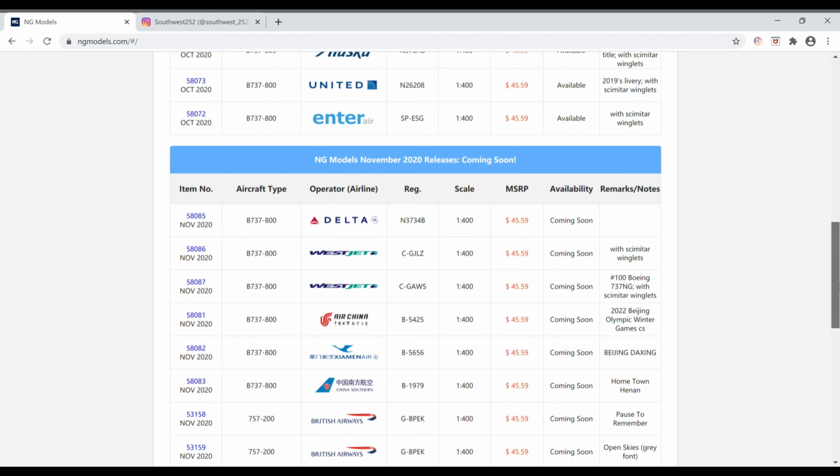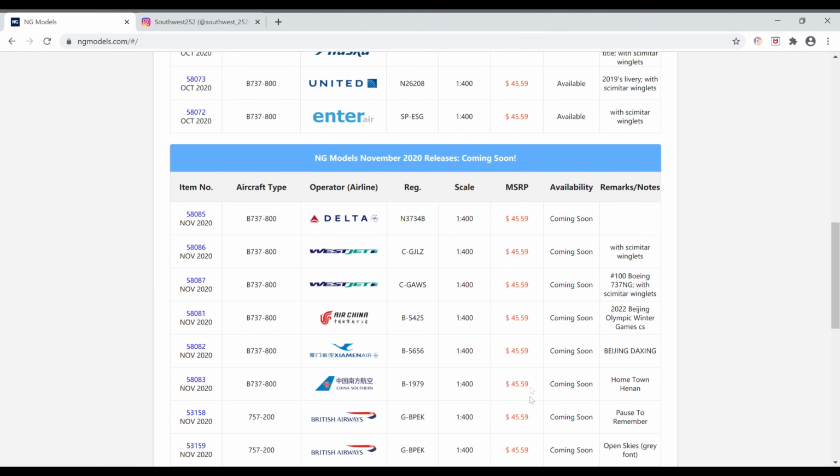Next up is the British Airways 757-200 Open Skies Gray Font livery. Same registration, Golf-Bravo-Papa-Echo-Kilo. It is $45.59, and the item number is 53159.